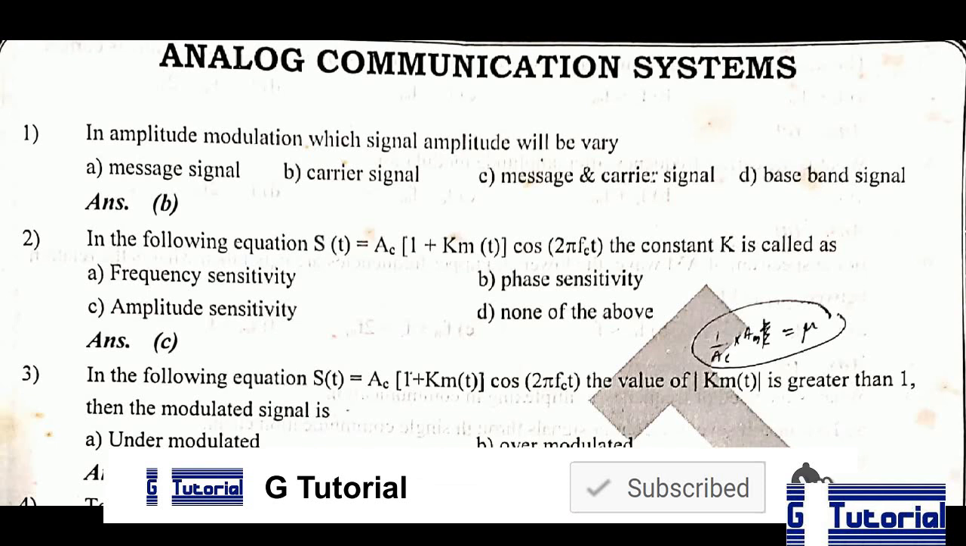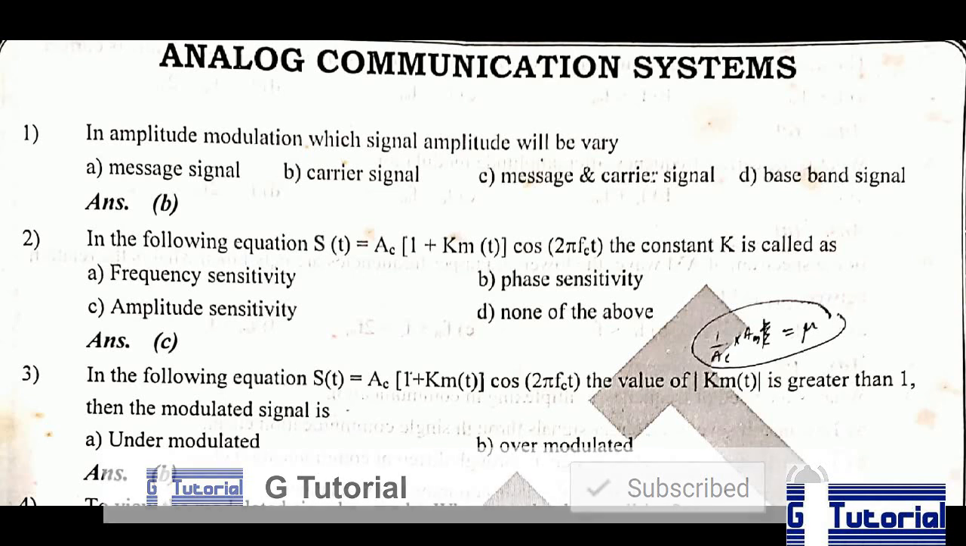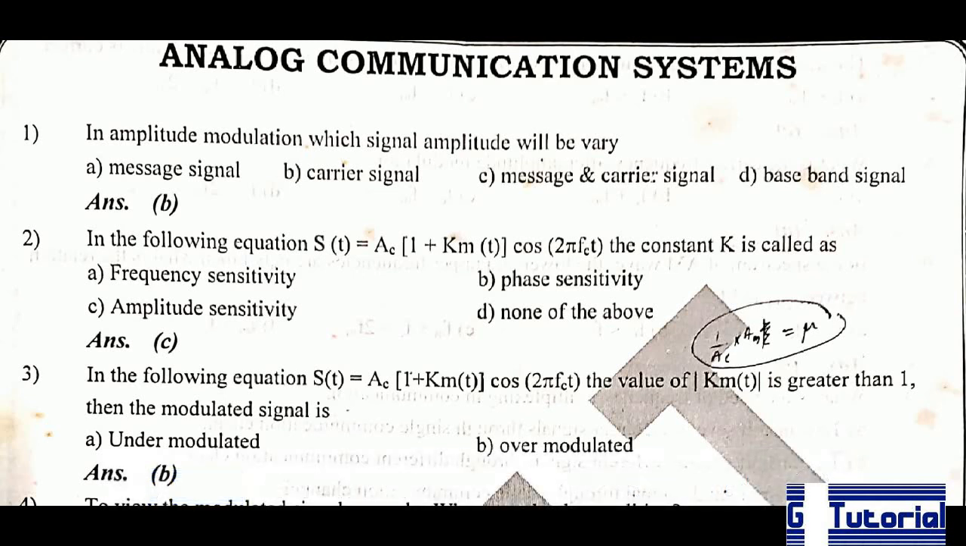In previous class we have covered the single-tone and multi-tone modulation in AM. In today's class, let us discuss some questions based on this. First question is, in amplitude modulation, which signal amplitude vary? From the definition of amplitude modulation, we are clear that it is the amplitude of the carrier signal which is varying. So the answer is carrier signal.